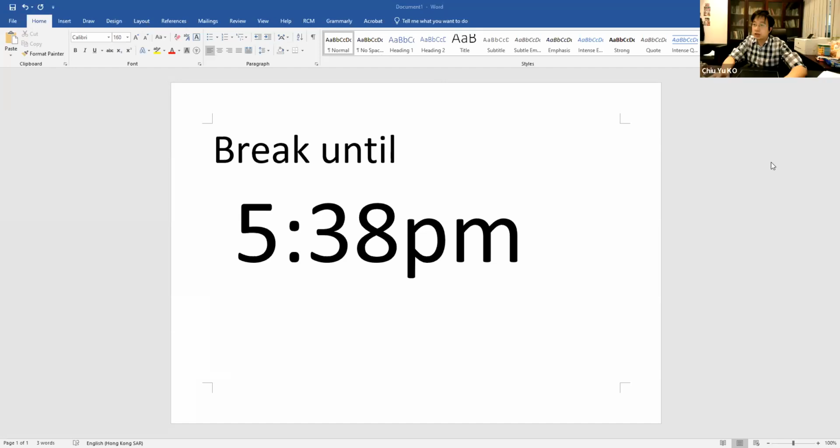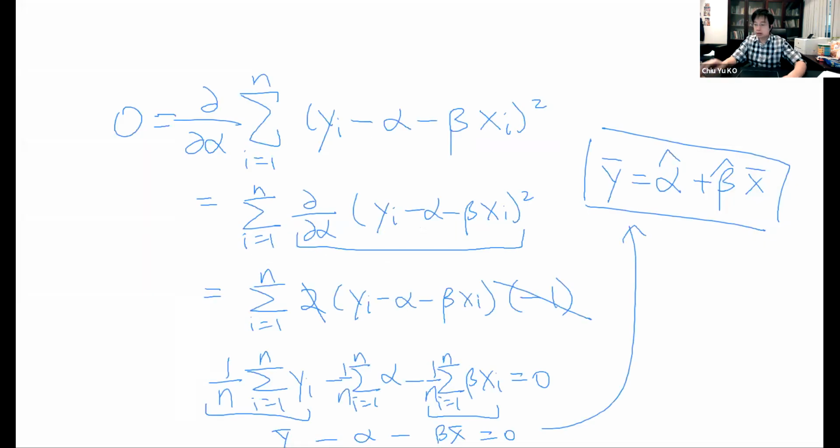So there's a question in the chat room asking why there's no change when you swap x bar and y bar. This is the meaning of the equation: beta is given by variance, and the idea is the following.